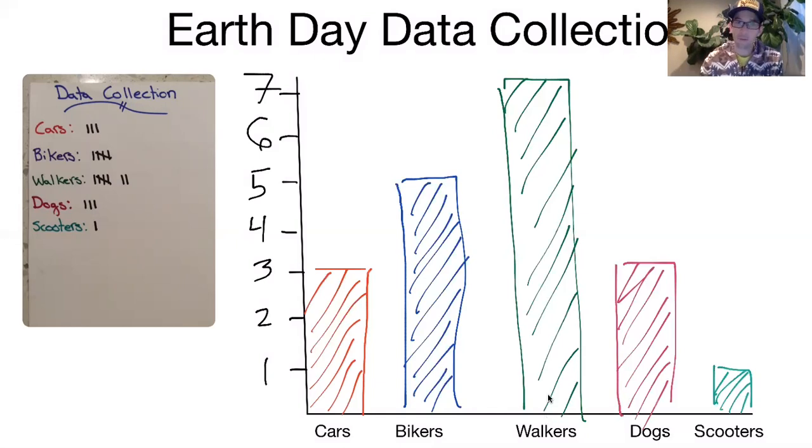The important things to remember is we have a title, Earth Day data collection. I have my categories down below. So I have cars, bikers, walkers, dogs, and scooters. And on the left hand side, or my y axis, I have the amount that I saw. I'm going to be posting some written instructions, but I just want to review and summarize right now. The first thing that you need to do is decide, what are you going to be looking for?